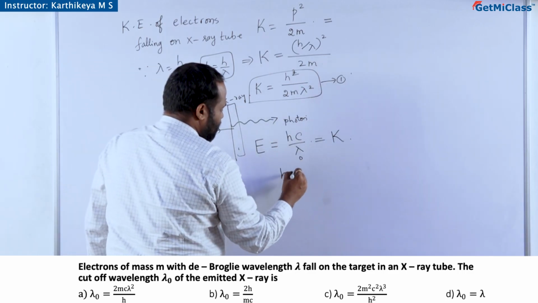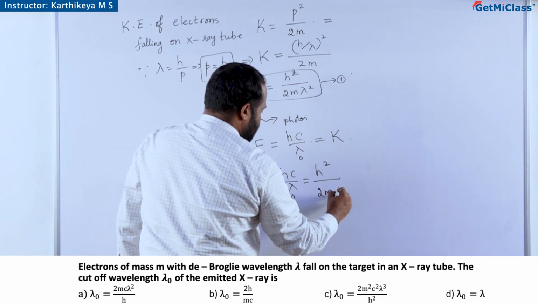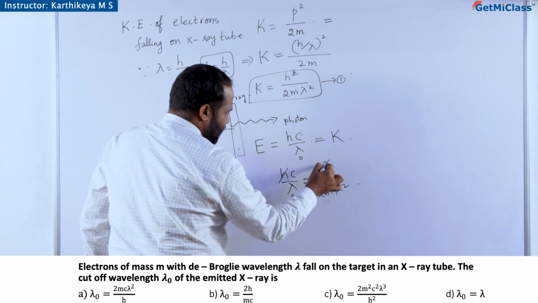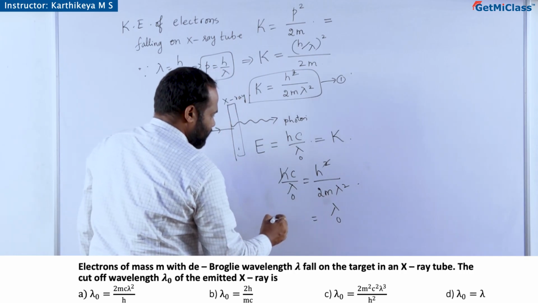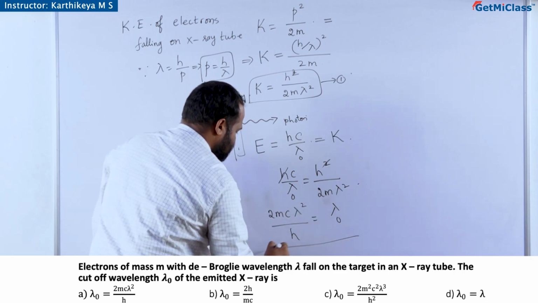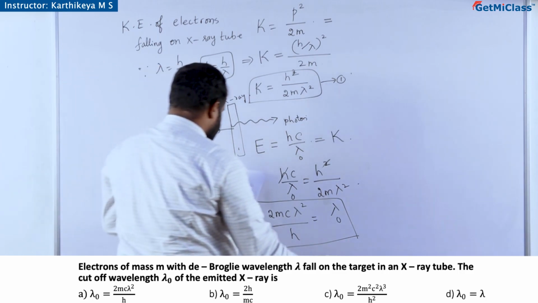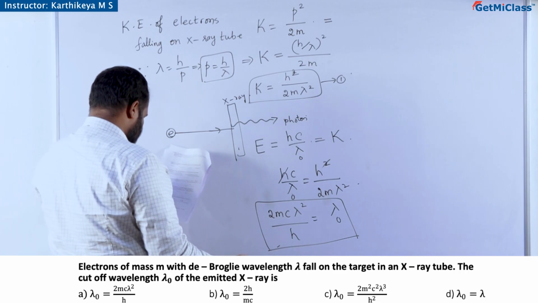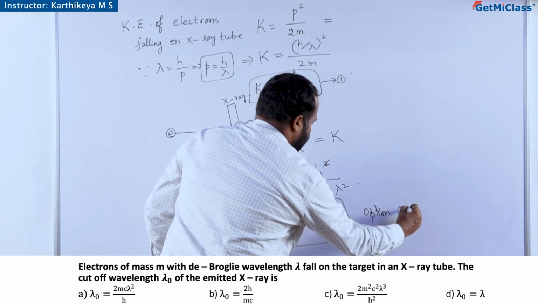So when I substitute, hc by lambda naught equals h square by 2m lambda square. Now I have to find lambda naught, where h and h cancel here. So lambda naught is 2mc lambda square by h. Out of the given options, option A appears to be the right answer.